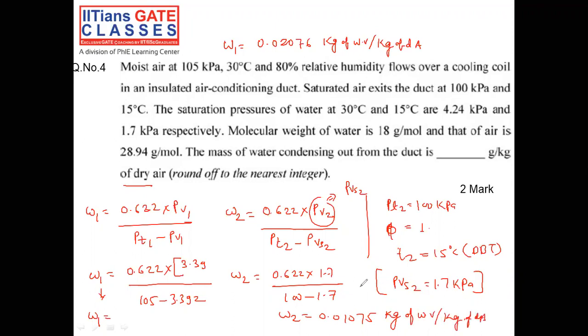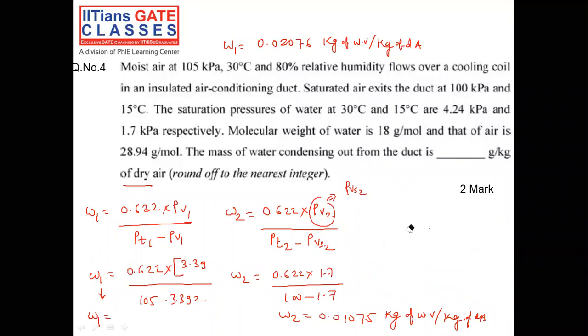Now nothing is left in the question. We need to find the difference between omega 1 and omega 2 so that we can solve our question. Let's calculate omega 1 minus omega 2. If you calculate, you will get around 10 gram per kg of dry air. It is gram, and they ask for the nearest integer. So the answer will be 10.